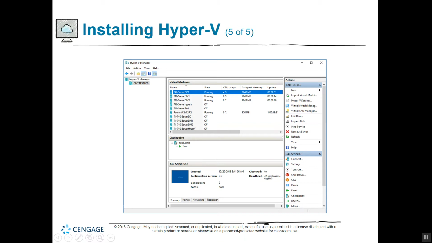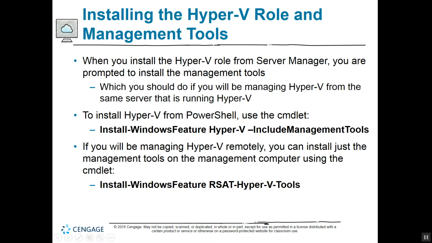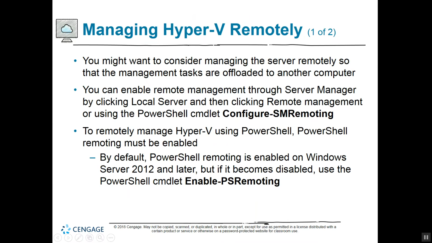Now, when you install the Hyper-V role from Server Manager, you're prompted to install the management tools, which you should do if you're going to be managing Hyper-V from the same server that's running Hyper-V. You can install Hyper-V from PowerShell using the cmdlet Install-WindowsFeature Hyper-V, and then include management tools. If you're going to be managing it remotely, you're going to need the RSAT Hyper-V tools. You might want to consider managing the server remotely so that the management tasks are offloaded to another computer.